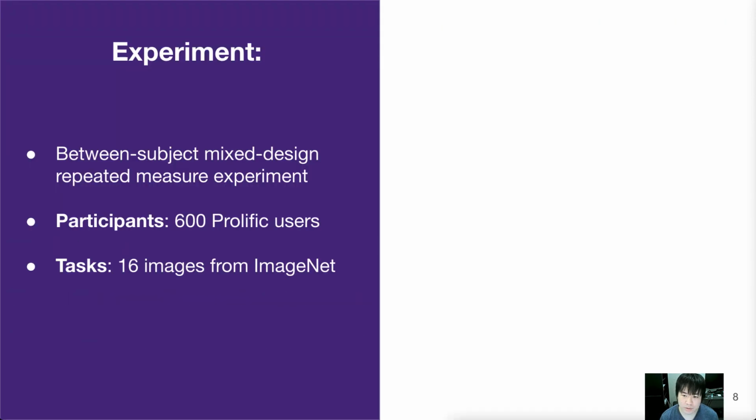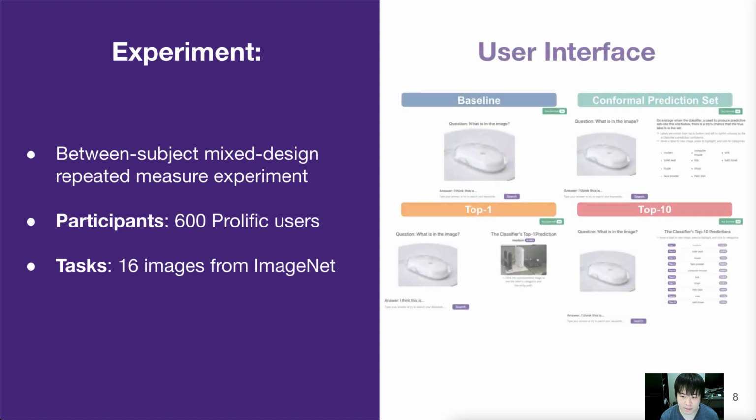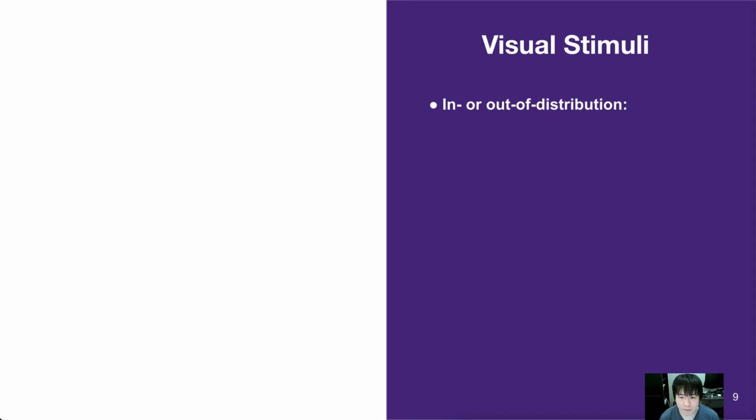To answer these questions, we conduct a large-scale experiment on Prolific with a pre-registered analysis plan. We recruited 600 participants and asked them to label a unique set of 16 images sampled from ImageNet. Our participants were randomly assigned to 4 display conditions, so they either label images with no prediction, which serve as a baseline, or label images using displays showing conformal prediction sets, or the status quo top 1 and top K predictions with softmax pseudo-probability.